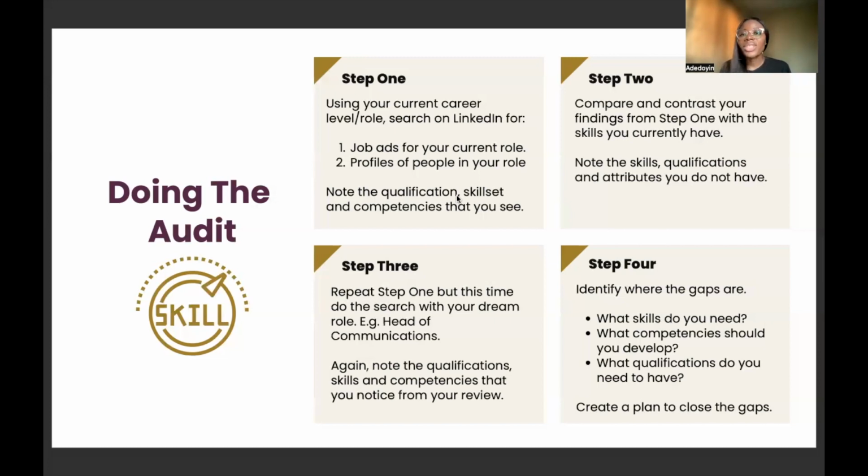Step 4, you now have 3 lists. You have the list from step 1, where you currently are. Step 2 is showing you, okay, you're missing out on XYZ. Step 3 is saying, these are the things you need to get you the next step or the place where you want to go. And so step 4 is now where you outline where the gaps are.